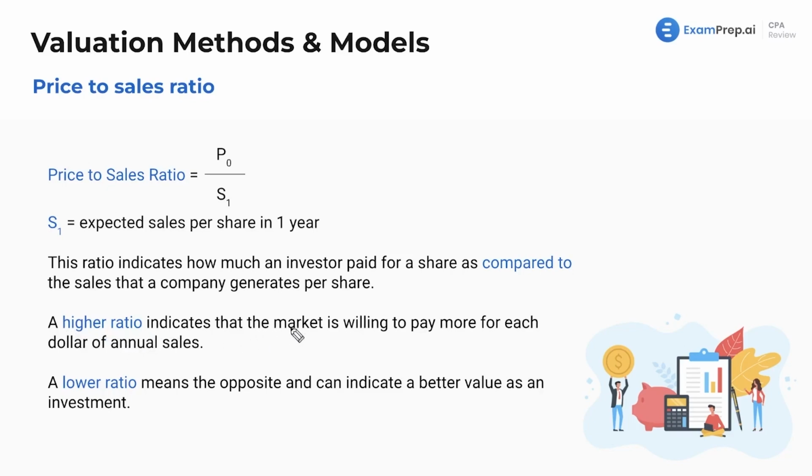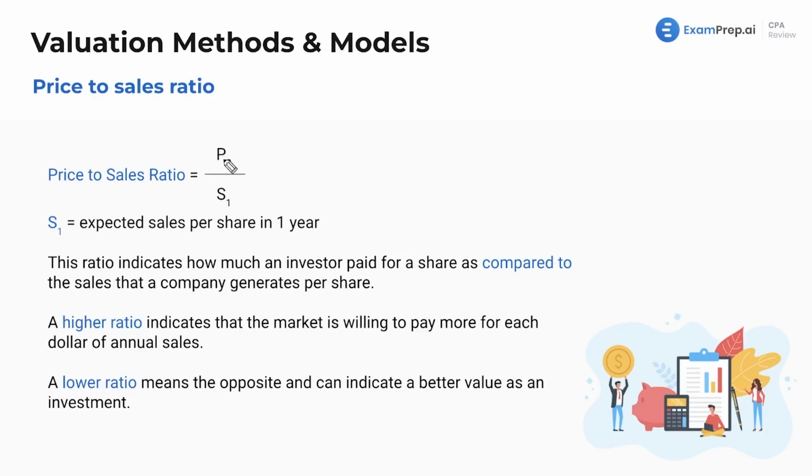A higher ratio indicates the market is willing to pay more for each dollar of earnings. The difference is that earnings is net income, while sales is just revenue. So same idea there. A lower ratio means the opposite and can indicate a better value as an investment, as I mentioned, right? What's the numerator?